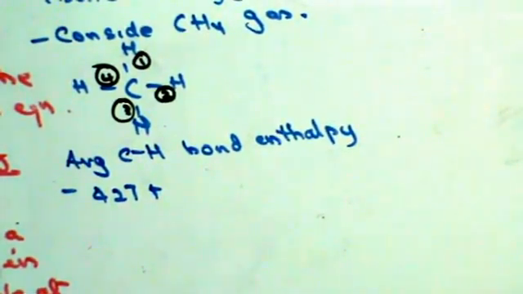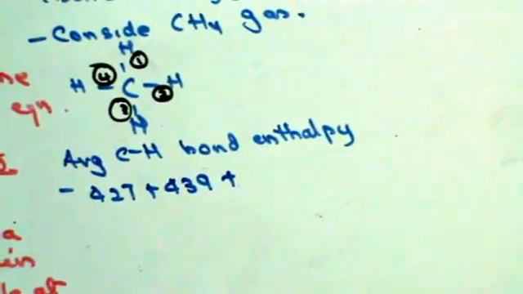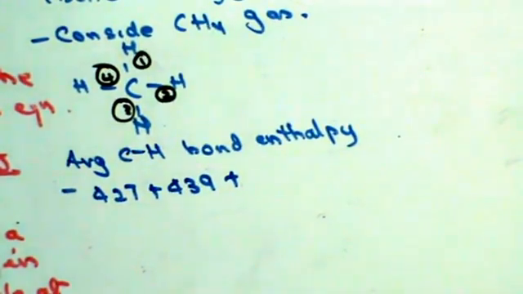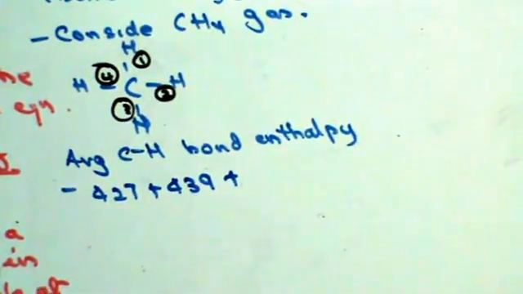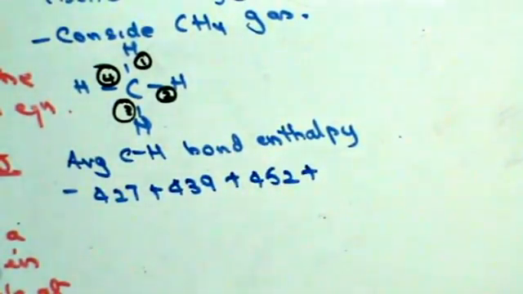So the amount of energy required to break the second bond is going to be nothing but 439 kilojoules. Two hydrogens gone. The carbon is now plus 2 ion. Hence, the force of attraction of the carbon ion will be more. The third bond will be even more. So the energy required to break the third bond is 452.